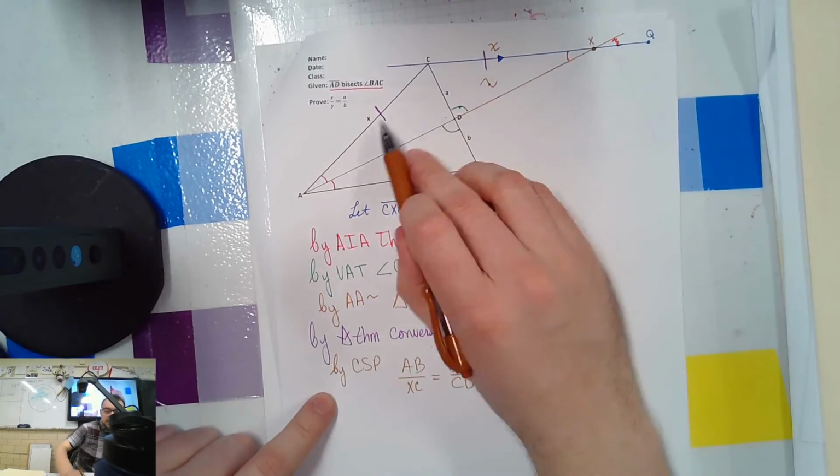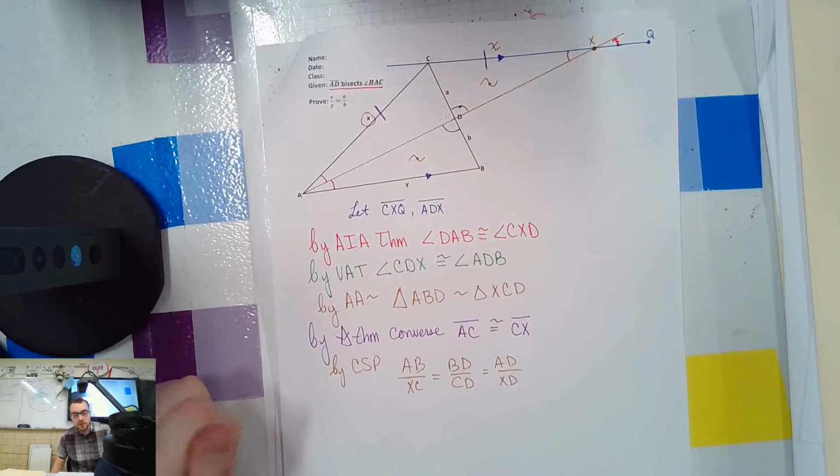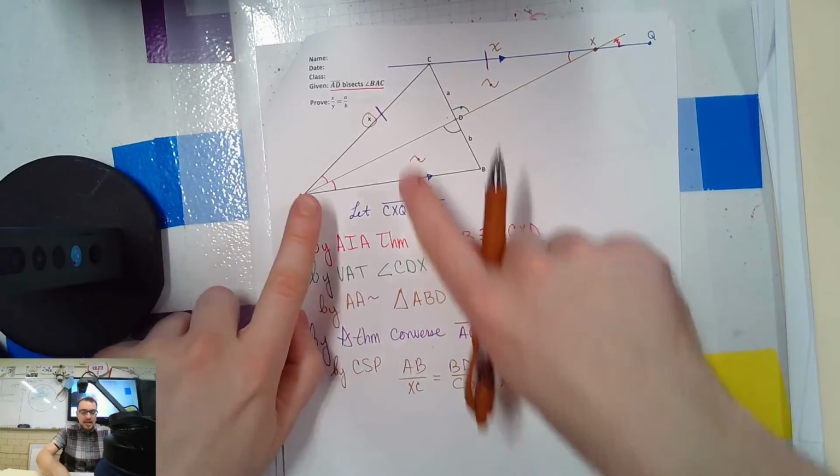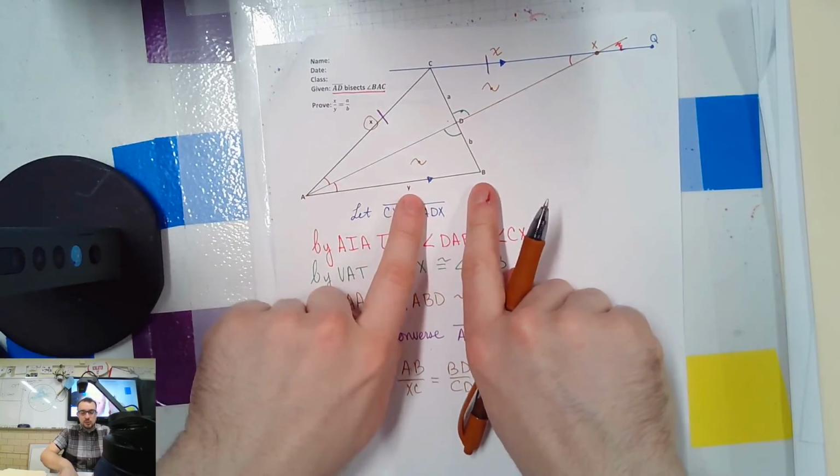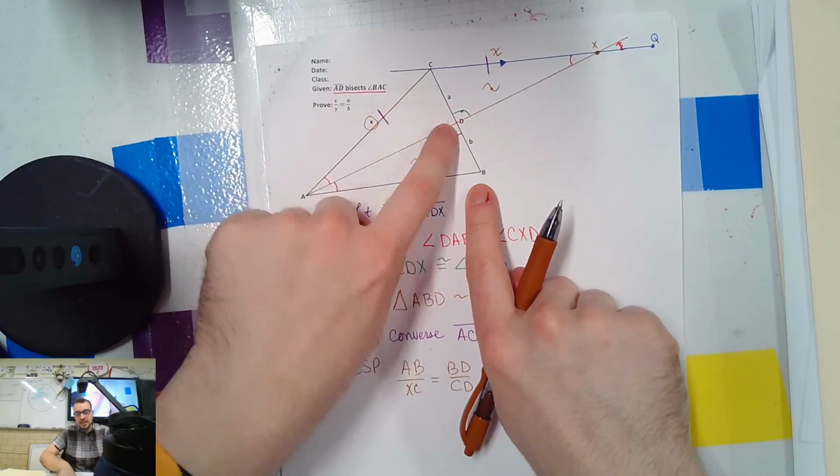So that's x, and this is x, right? They're both x, because they're congruent. So I can substitute those. AC, I can substitute x. XC, I can substitute x. AB, I can substitute y. BD, I can substitute little b. CD, I can substitute little a.